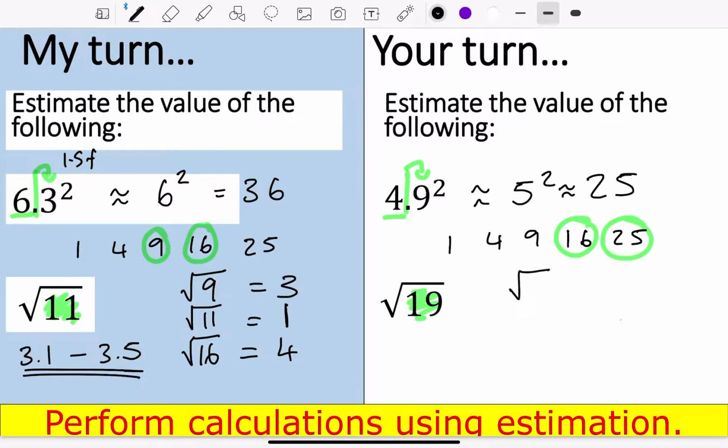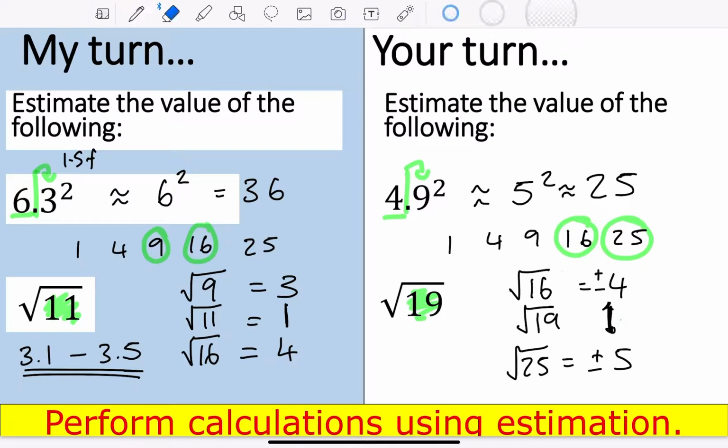The square root of 16 we know is 4. It's plus or minus 4. So you could put plus or minus here. Giving the value of the square root of 19 would also be plus or minus. Generally, they would accept just the positive answer. And the square root of 25 is plus or minus 5. So now the square root of 19 we know sits somewhere between these values. Let's just take our positives.